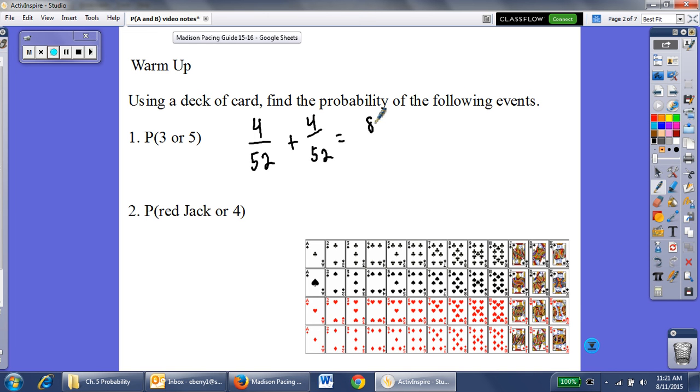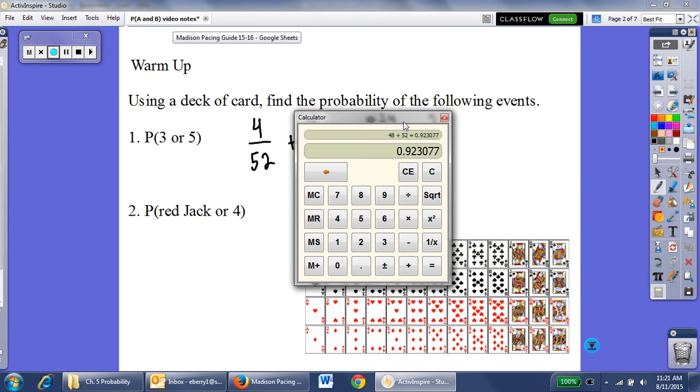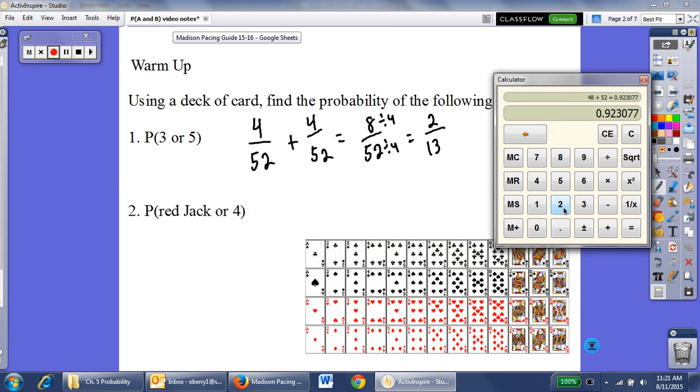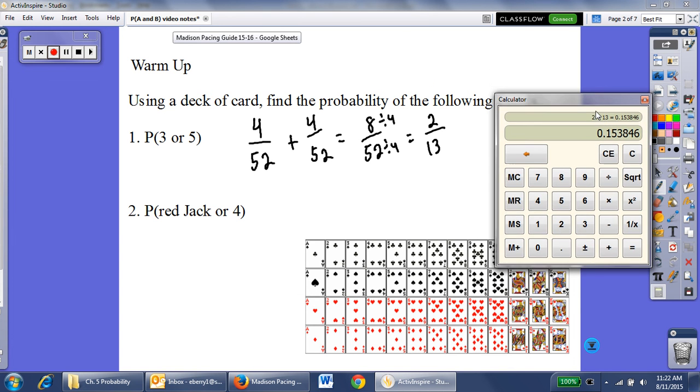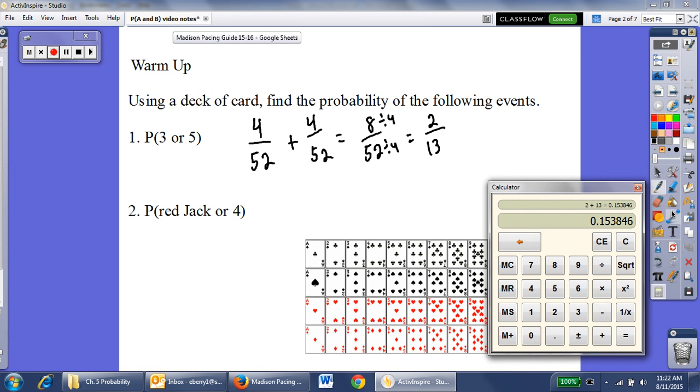So when we add those up, we get 8 out of 52. Always reduce to lowest terms, so we can divide those both by 4. So that would be 2 out of 13. And if the problem asks for the percent, we just type that in, so 2 divided by 13. And it looks like 0.153, so that's about, we're going to put 15%.